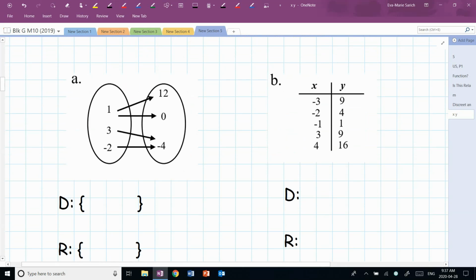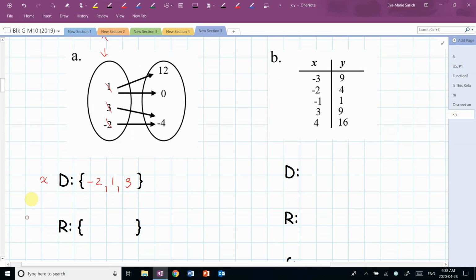First example. Our domain here, remember, is the x values. That is the input. So these are going to be our x's or our domain. Our domain values, there's 3 of them here. Remember, we have to go from lowest to highest. So -2 is the lowest. Then we go to 1, and then finally 3 is the highest. Those are our 3 values there of x.